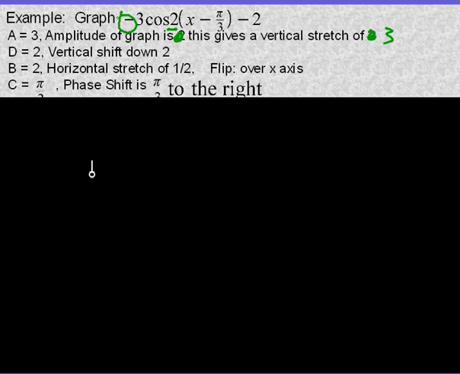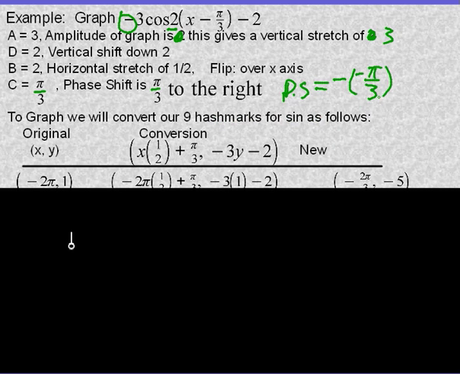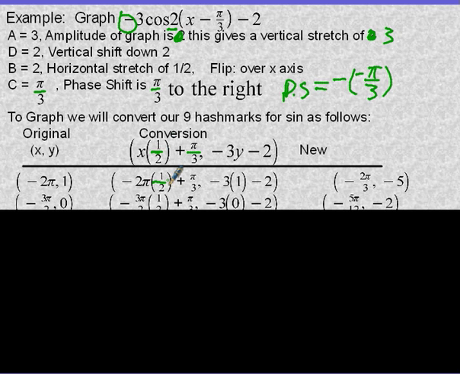And then our phase shift is going to be pi over 3. Our c is pi over 3. And since this is outside the parentheses, our phase shift is going to be positive pi over 3 to the right. So we're going to multiply our x by 1/2 and then add pi over 3, multiply our y by -3 and subtract 2. So -2 pi times 1/2 is negative pi, plus pi over 3.